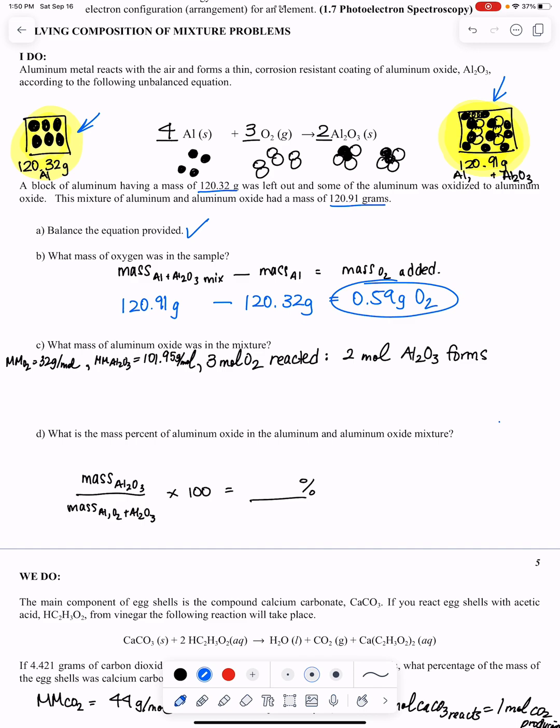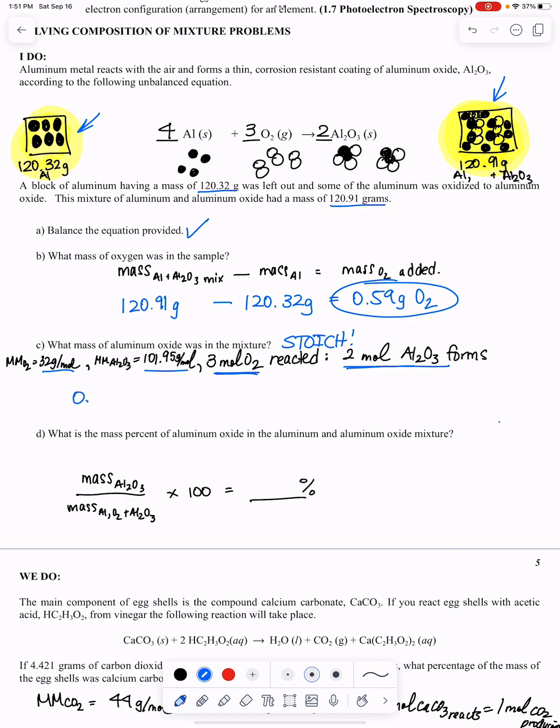Now that I could do that, I could start thinking about what's the mass of aluminum oxide in my compound. Well, we're going to have to use stoichiometry. And again, if you're struggling to see the math that I'm about to do here, look back at the videos for summer work on how to do stoichiometry. So what mass of aluminum oxide? Well, I know that the molar mass of O2 is 32 grams per mole. The molar mass of aluminum oxide is 101.95. And for every 3 moles of O2 that are reacted, 2 moles of aluminum oxide will form. That's going to help me do the stoichiometry.